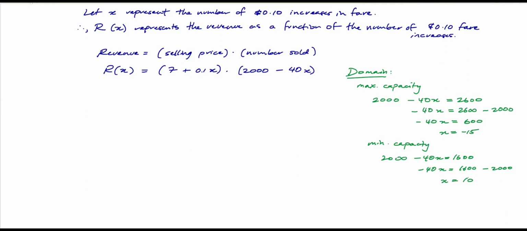And this is basically the highest I can go in terms of my number of increments, and this is the lowest I can go in terms of my number of increments. So as you may recall from the previous lesson, this is going to be my constraint on the domain. So x has to be a number between -15 and 10.